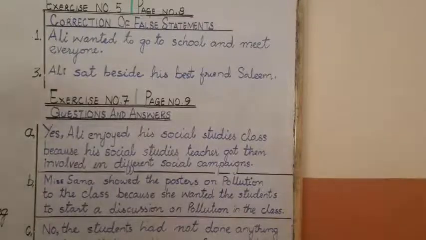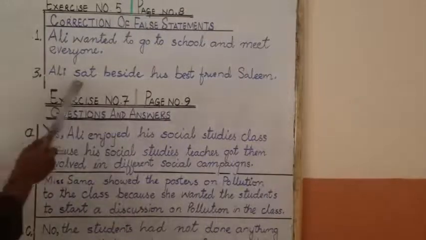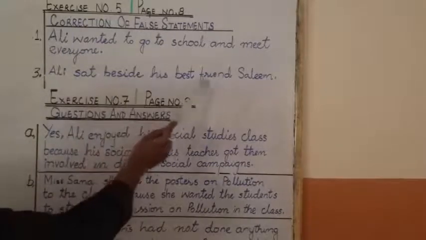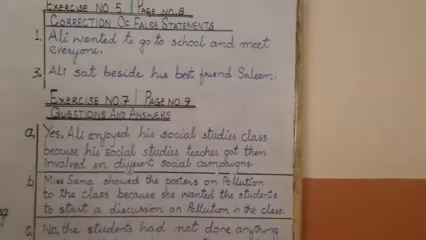The third one was Ali sat beside the driver uncle in the van. It was incorrect sentence. What is the correct sentence? Ali sat beside his best friend Salim. All right. Now you have to find some more incorrect sentences, false statements, and make them correct and write into your notebook.